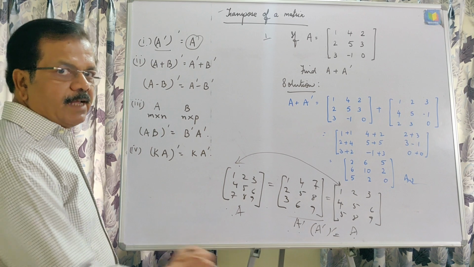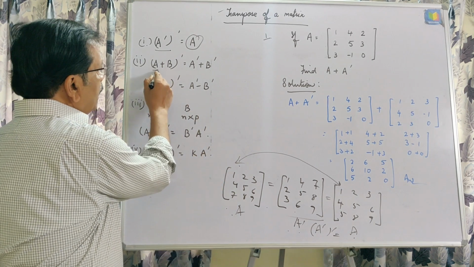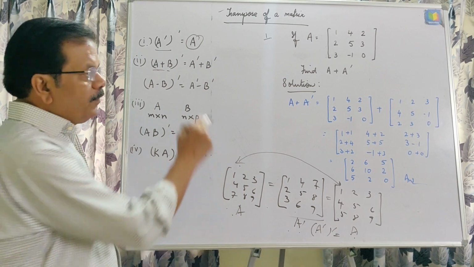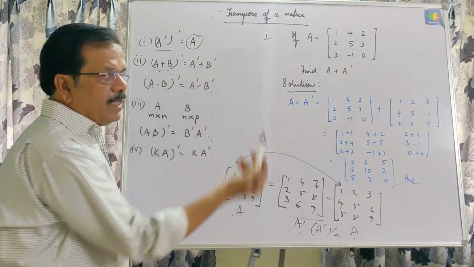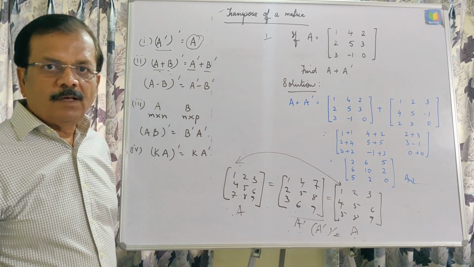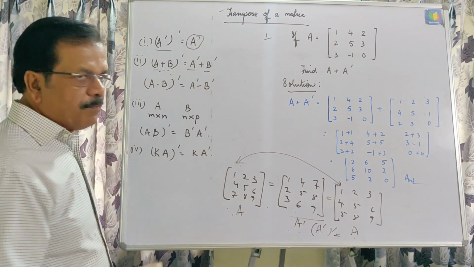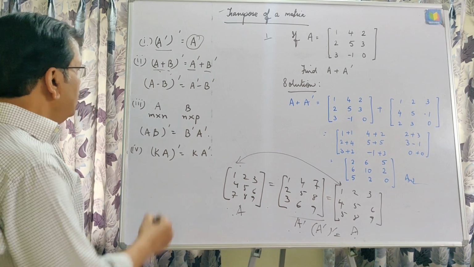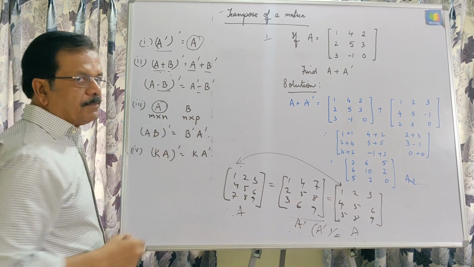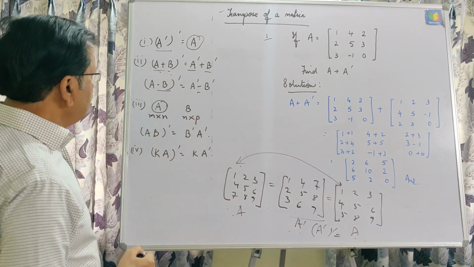In the same way, the second property is that if we are given two matrices A and B, then the transpose of A plus B will be the same as transpose of A plus transpose of B. You can take any example and then you can see it here. The second and third property is the same for the subtraction of two matrices' transposes.